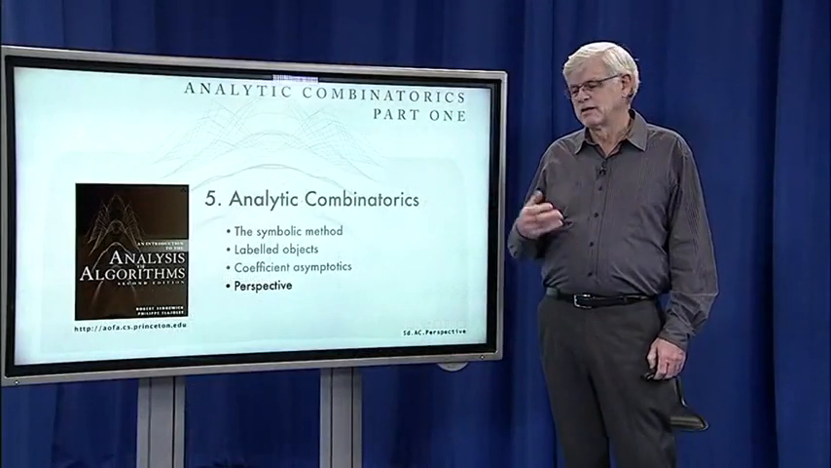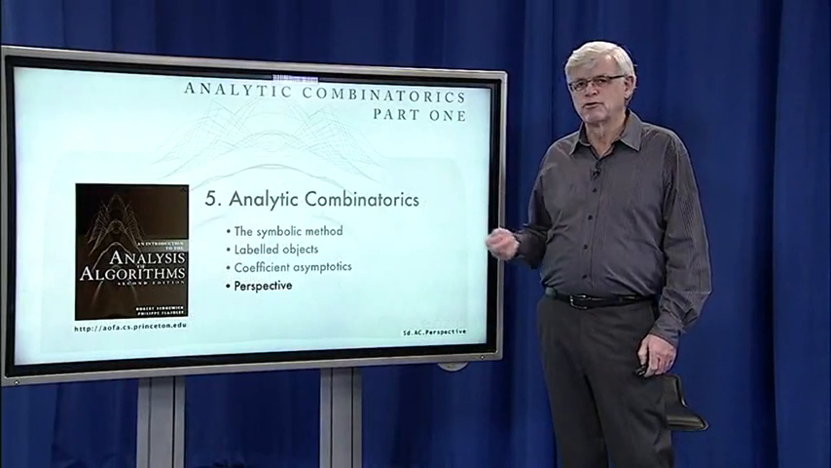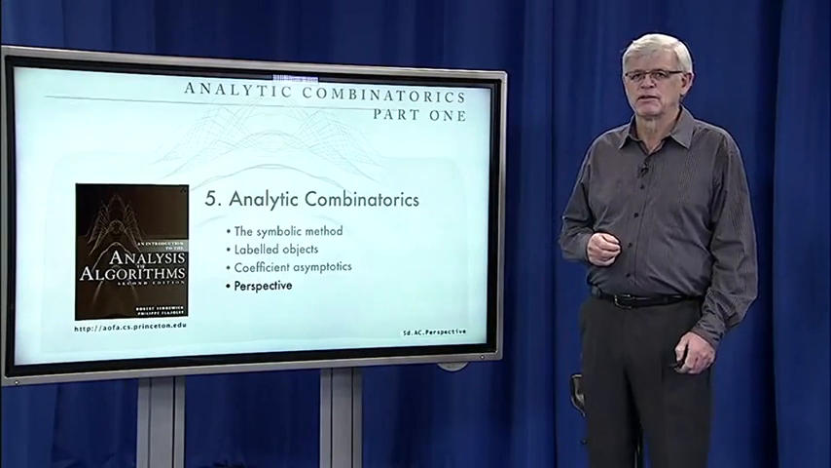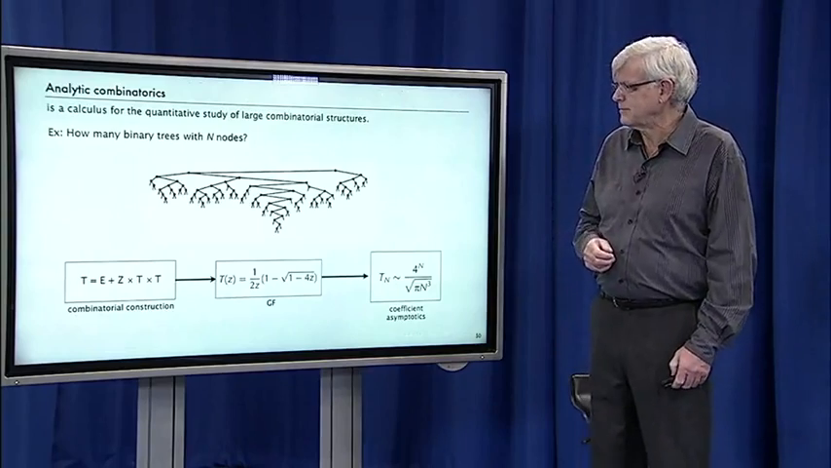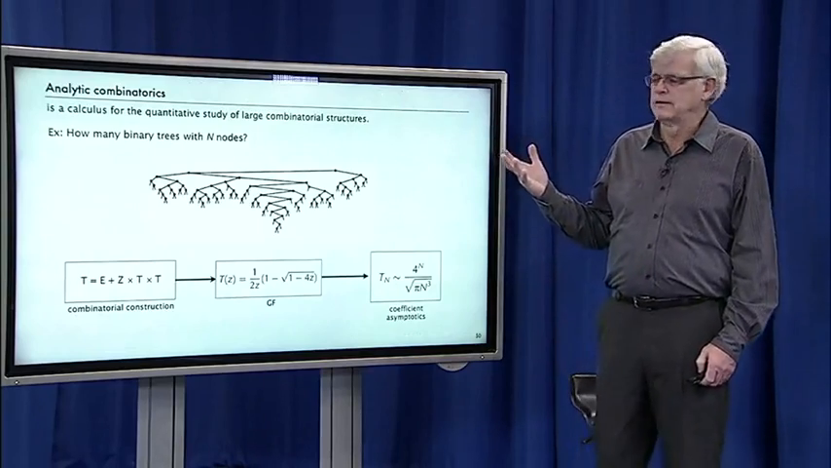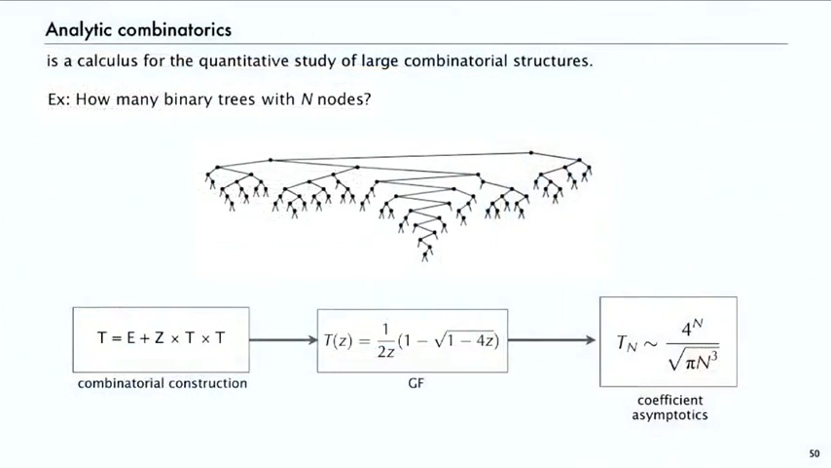Just want to finish up by talking a little bit, giving some perspective on the things that we've talked about so far today. So the idea is that we have a calculus that is going to be very effective for quantitative study of all kinds of large combinatorial structures.